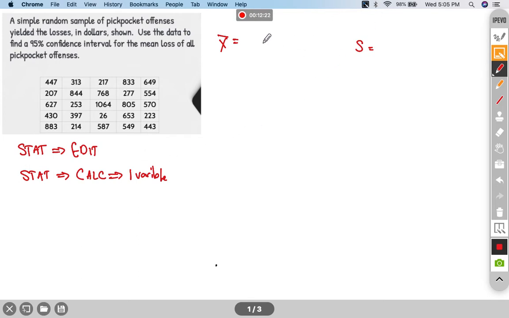So we can get x bar, the sample mean, is going to be 513.32, and the standard deviation is going to be 262.23.